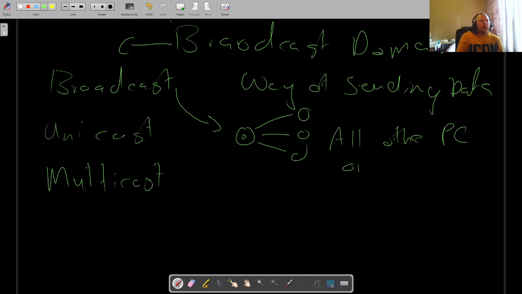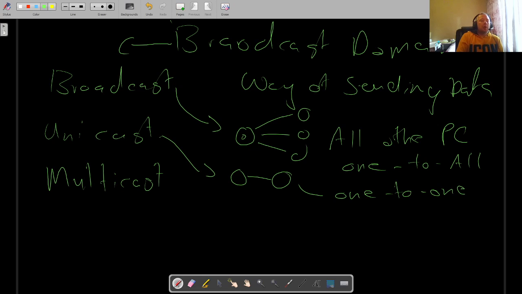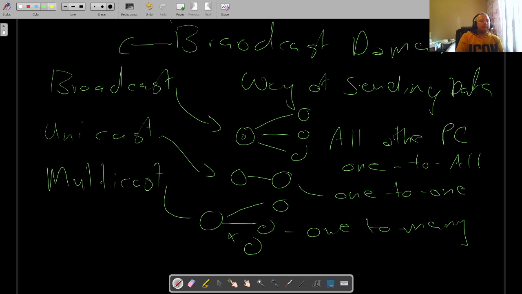So it's what we call a one to all. A unicast is where one computer sends data to another computer. So it's what we call a one to one communication method. And then multicast is where you have one computer sending data to other computers, but not all of them. So we call this a one to many. Now a broadcast domain basically tells you where broadcast messages go to.